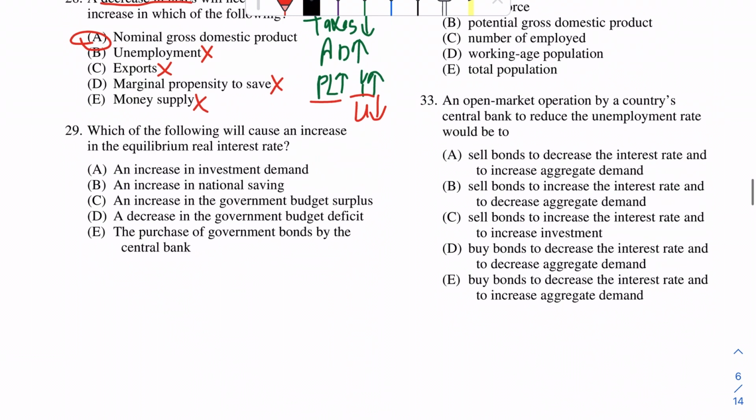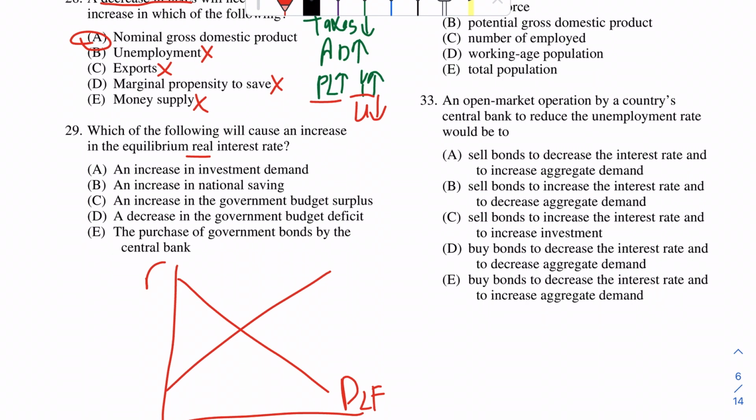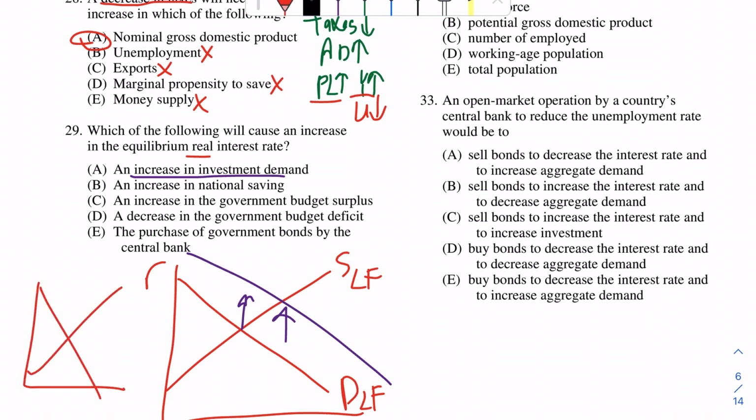Which of the following will cause an increase in the equilibrium real interest rate? So the real interest rate is dealing with the demand for loanable funds and the supply of loanable funds. So how could we increase the real interest rate? Okay, well, what if we increase the investment demand? That'll do it. What if we increase the savings? Well, if we increase the savings, that would shift it from there to there. So that would be a decrease in the real interest rate. That's not going to do it.